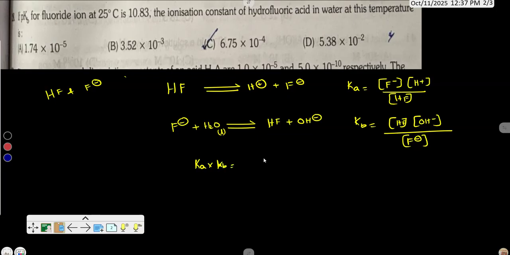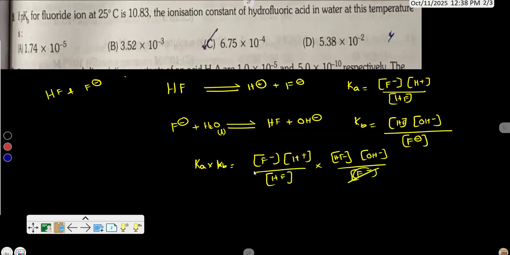When I multiply Ka into Kb, I get F minus into H plus upon HF, into HF concentration, OH minus concentration upon F minus concentration. So F minus gets cancelled, HF gets cancelled. So Ka into Kb is nothing but H plus into OH minus. H plus into OH minus can be written as the ionic product of water, which is Kw.